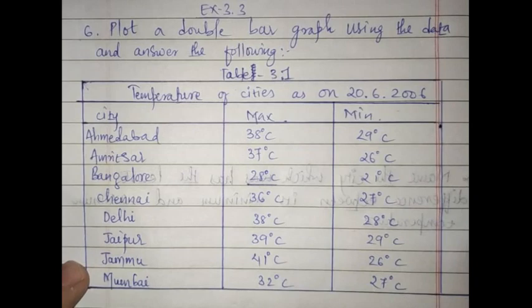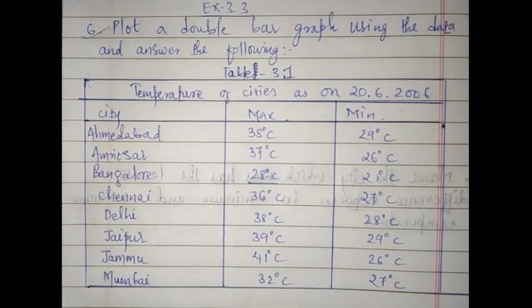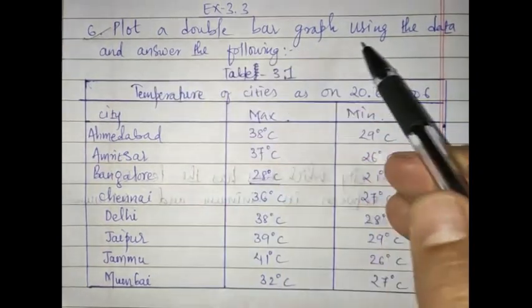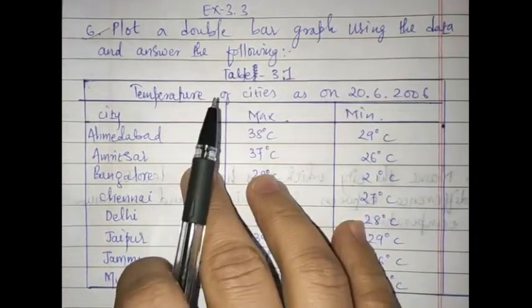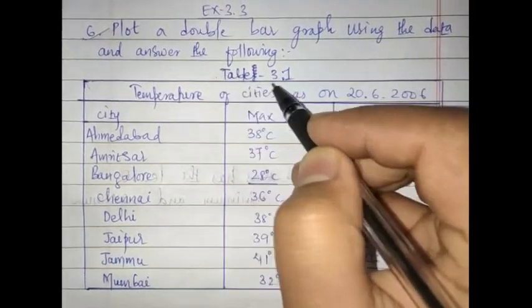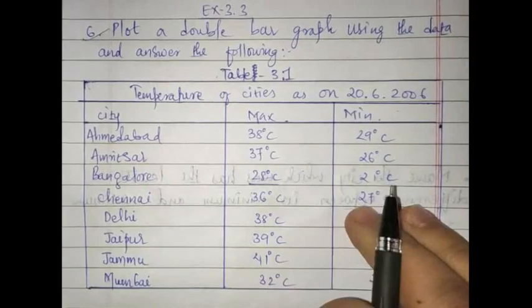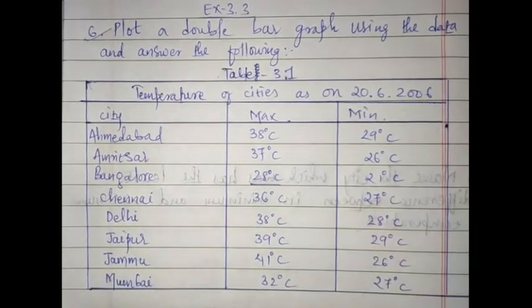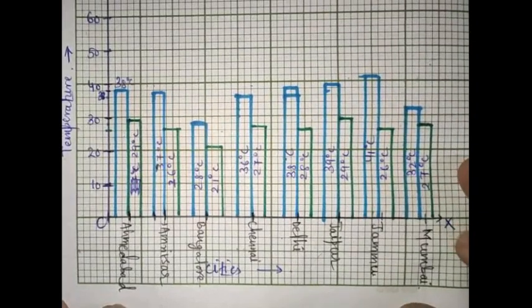So students, here we have question number 6, the home assignment. Plot a double bar graph using the data and answer the following questions. The table is given; this is from the beginning of chapter 3, table 3.1. Looking at this table, you have to make a double bar graph. I have already prepared a double bar graph here.